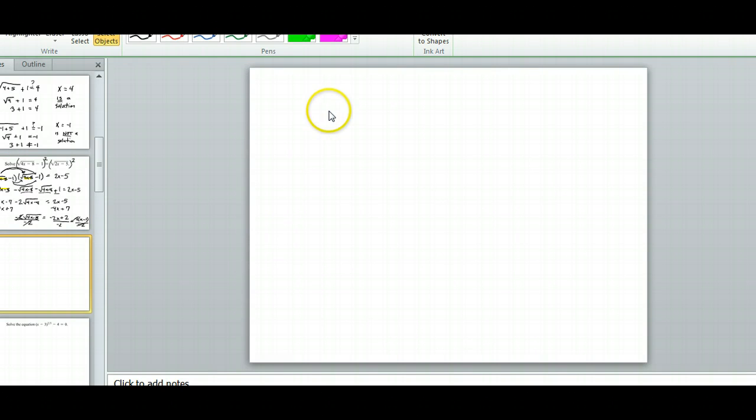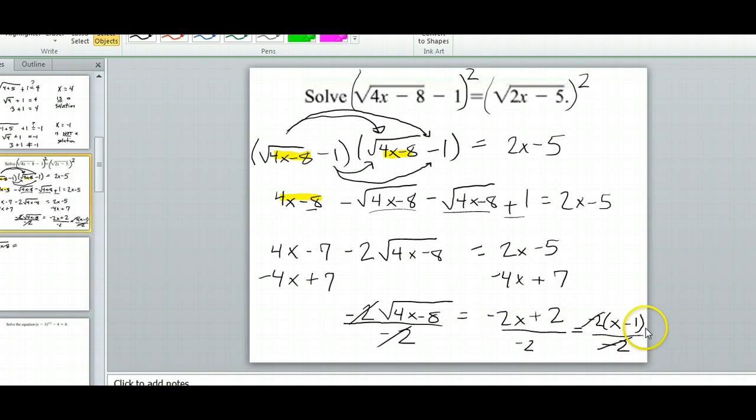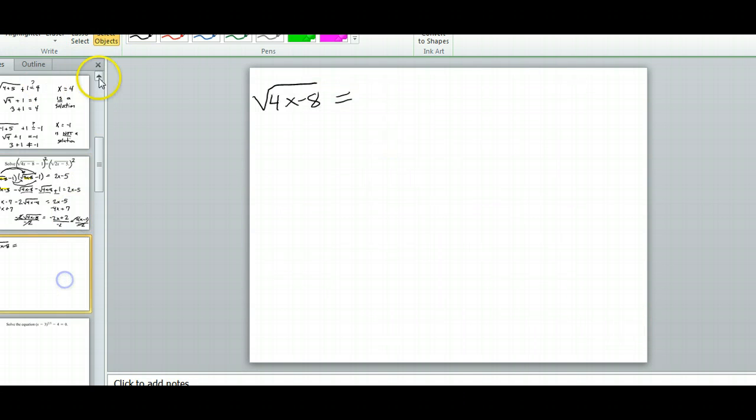So the square root of 4x minus 8 is equal to, only thing left again is x minus 1 because everything else canceled. Now once we get this other one isolated, we square both sides again. So you square both sides, you get rid of one radical, and then because the other side is going to have radicals show up again, we square both sides again to get rid of it.